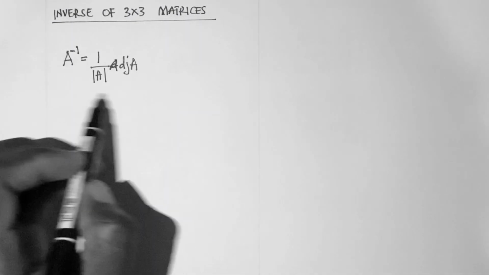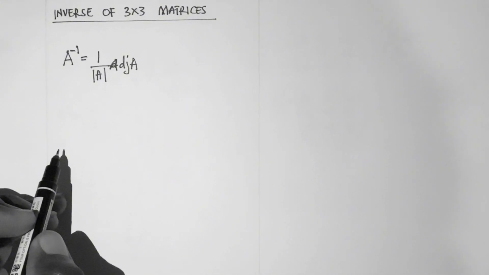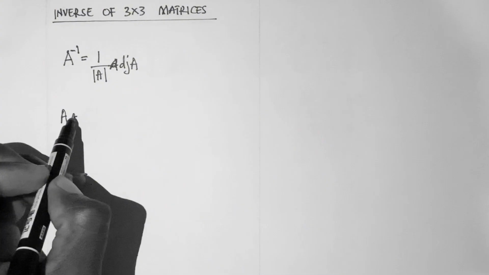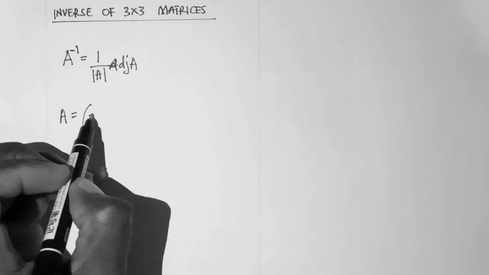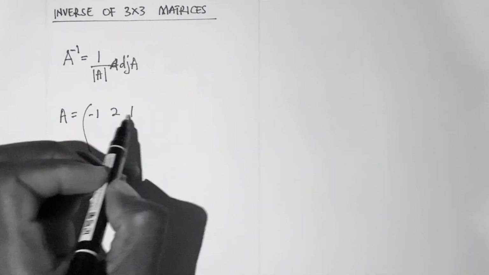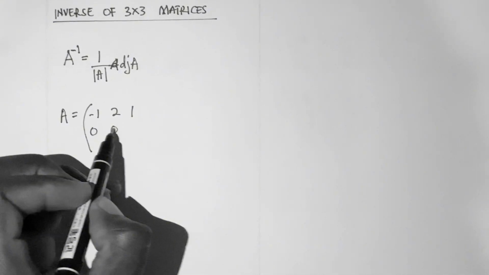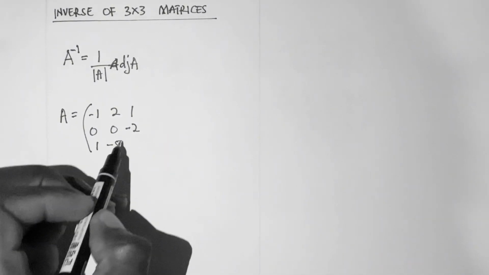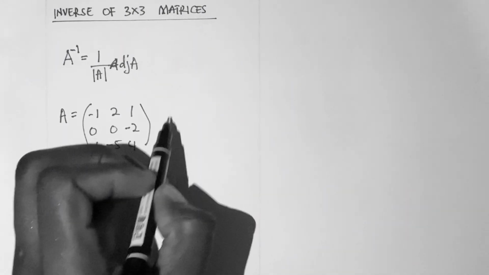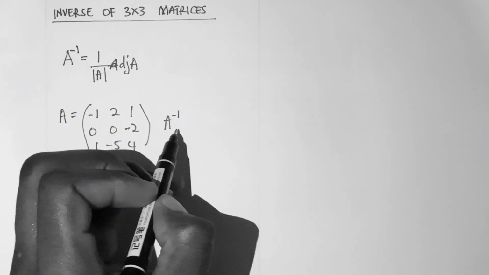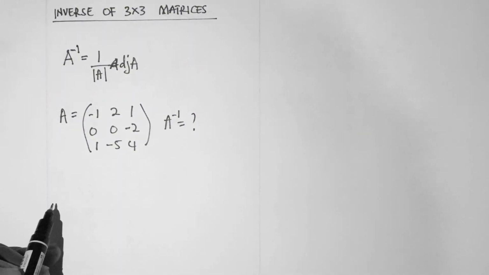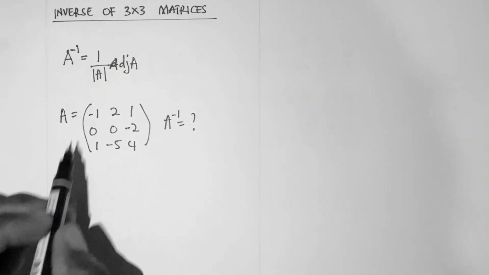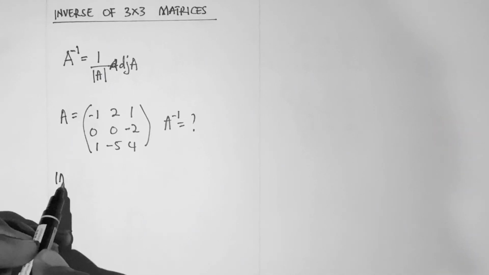So this is the general formula for finding the inverse of a 3 by 3 matrix. So let's assume we have a matrix A, which is giving us minus 1, 2, 1, 0, 0, minus 2, and then 1, minus 5, and 4. Now, what is the inverse of matrix A? So the first thing is that from the formula, we need to know the determinant. So let's find the determinant of A.